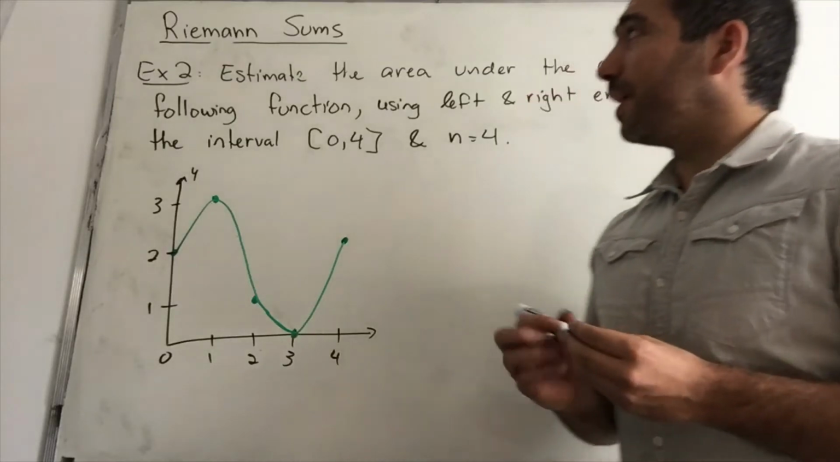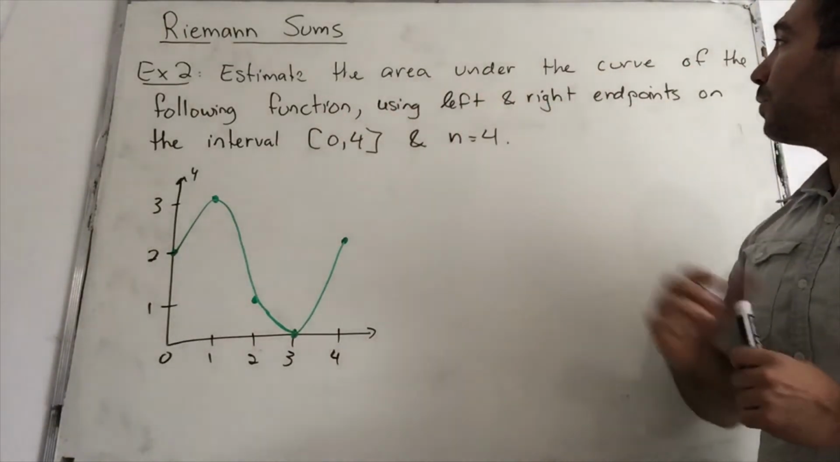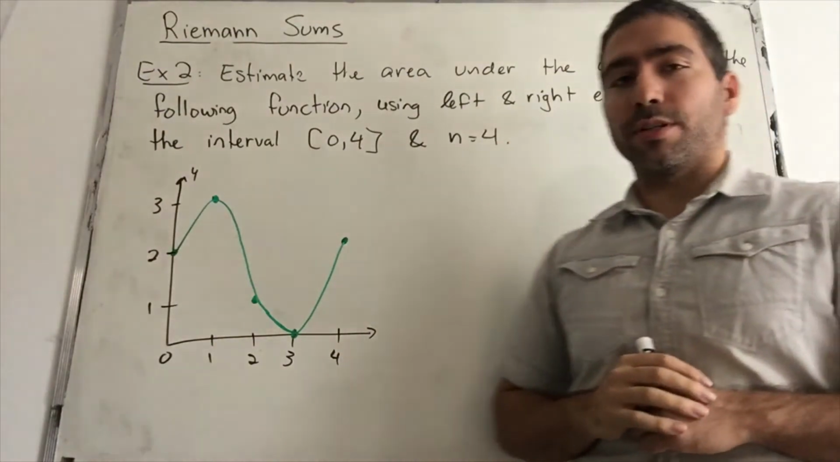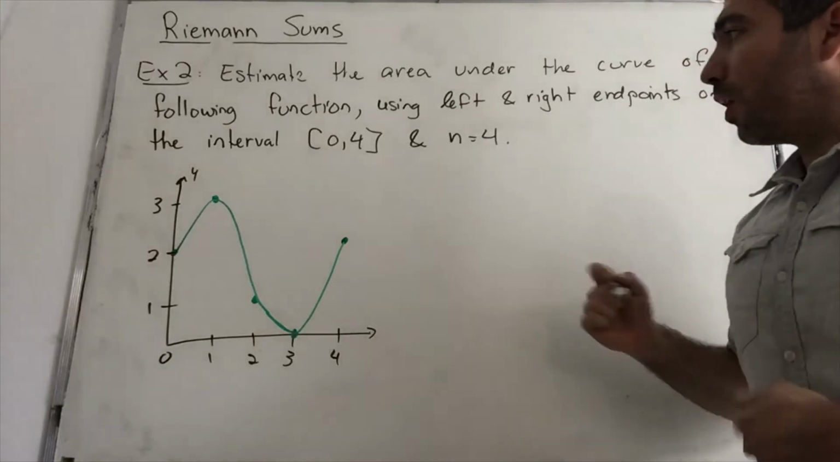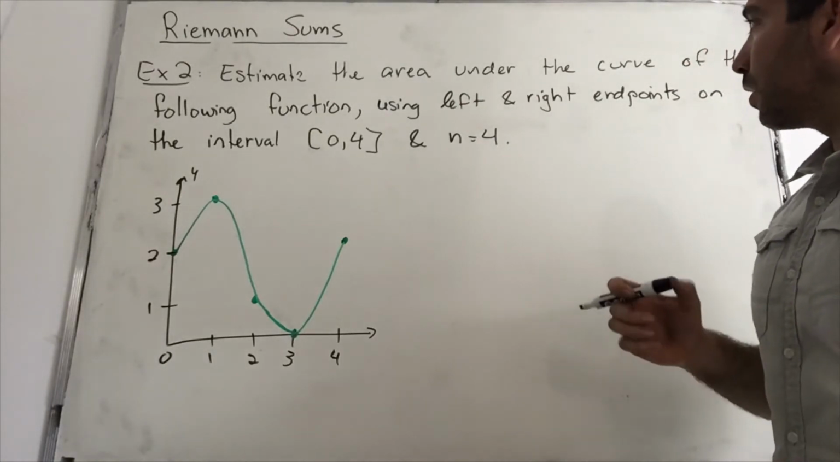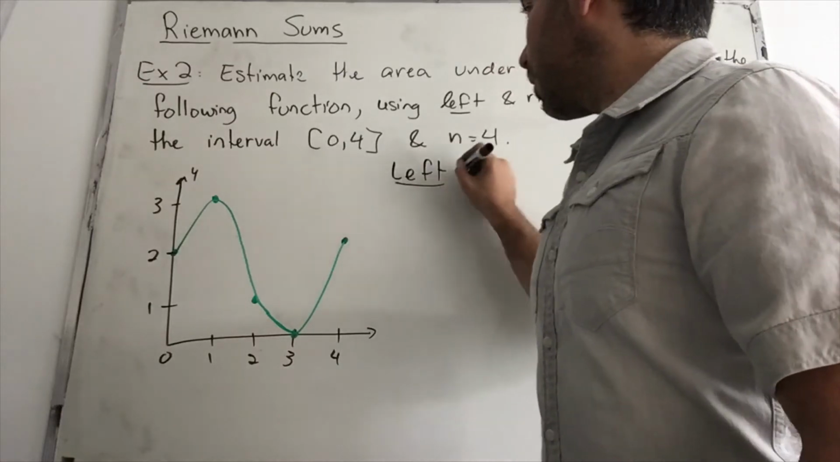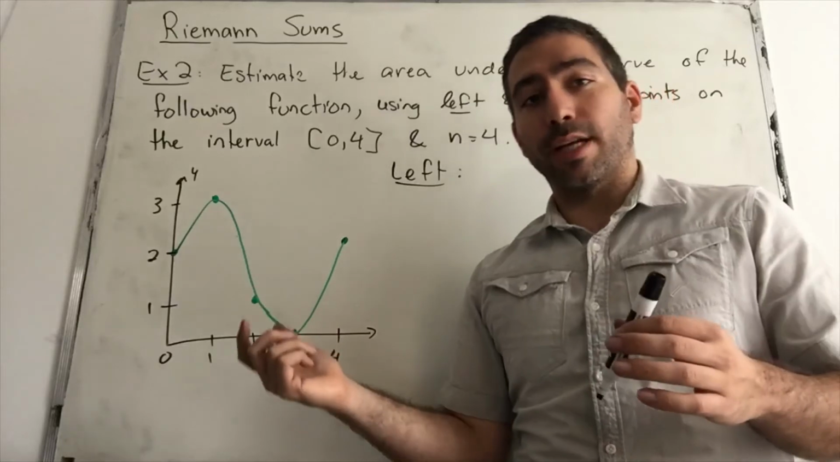So in the next example over here, it says to estimate the area under the curve of the following function using the left and right endpoints on the interval from 0 to 4, and they tell us to use 4 subintervals. So we're going to partition this into 4 subintervals. Let's begin with the left endpoint. And notice that they don't actually give us a function, they give us a sketch of a function. It's actually easier this way.